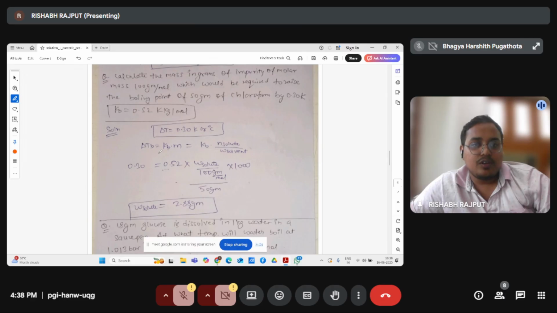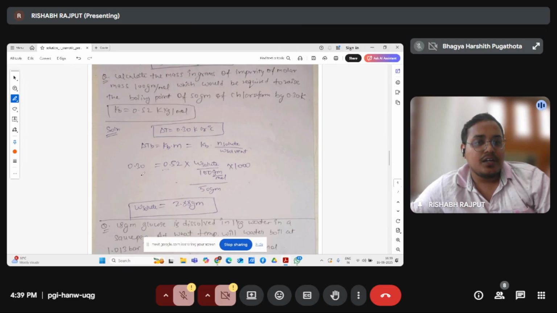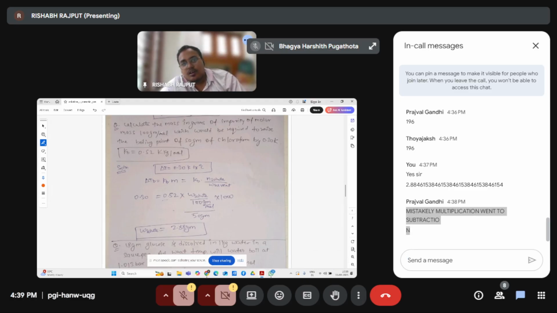Okay, delta T_b, you know the formula: delta T_b is equal to K_b into m. You know the molality formula: number of moles of solid upon weight of solvent. If I put delta T_b here, the value is 0.30, and the K_b value given in the question is 0.52. The weight of solid you have to find, and for solid they give molar mass 100 gram per mole. You can put it here.